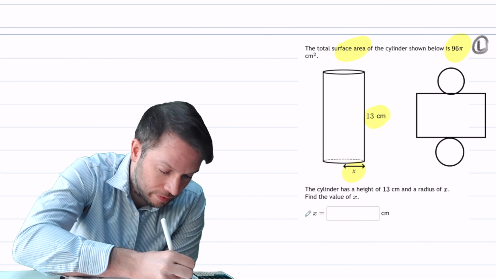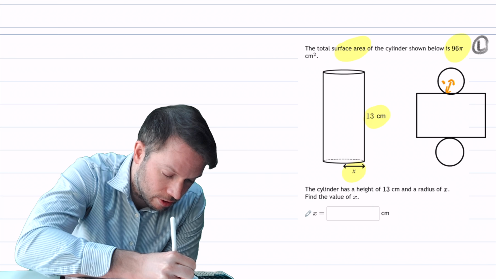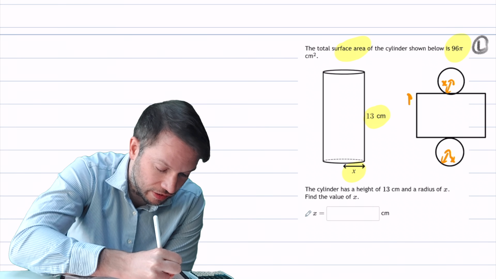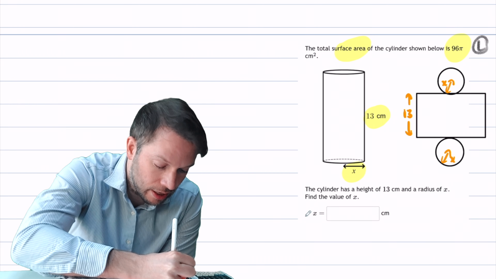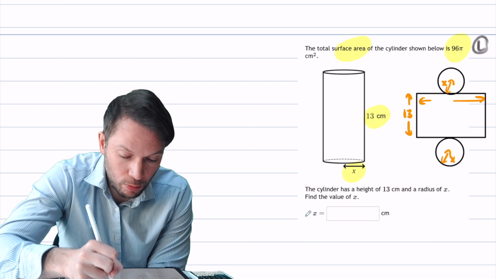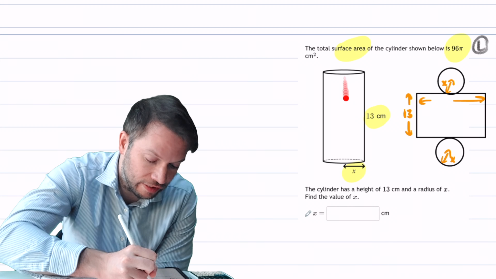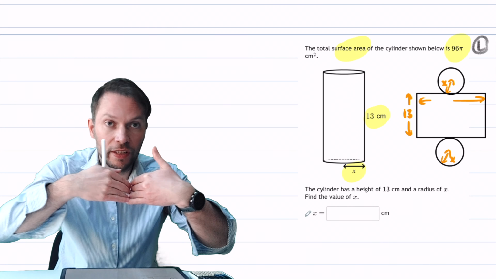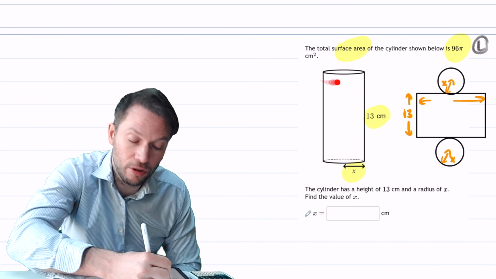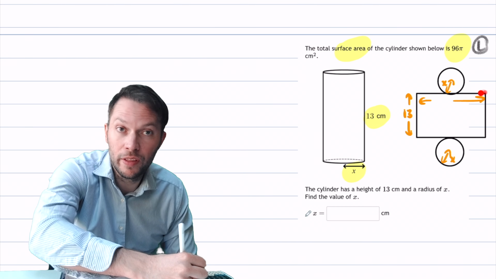Now, the radius of the circles is x, we're told that. We're also told the length of the cylinder, which is this, is going to be 13. Now, what is the length of that rectangle? Well, can you see that if we were to make a slit in the cylinder and fold it out, then the circumference of the circle would be the length of that rectangle.